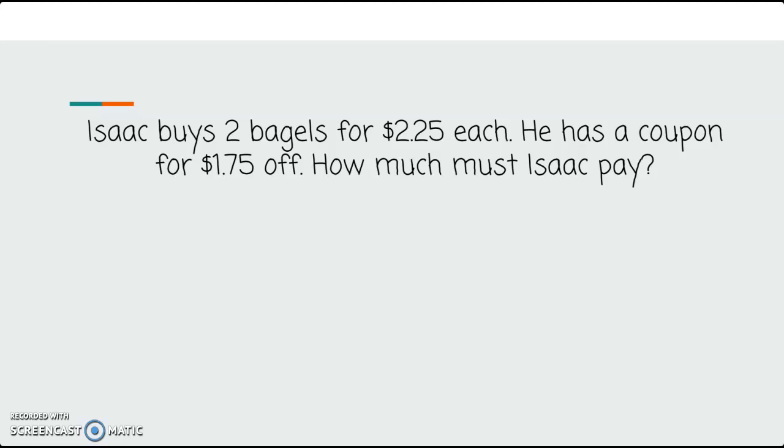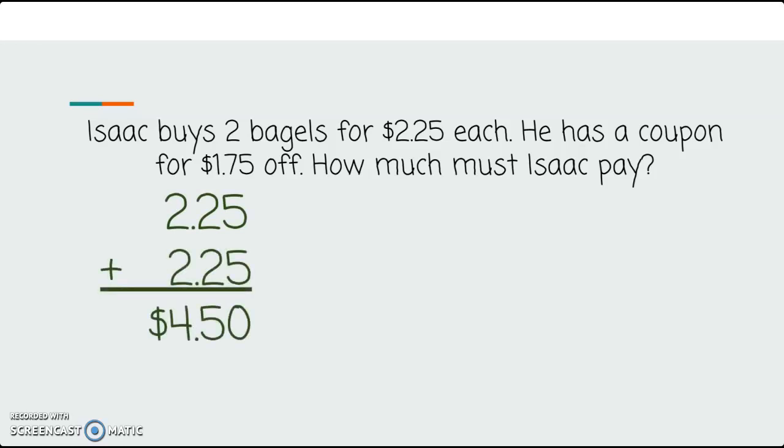Our last example problem is Isaac buys 2 bagels for $2.25 each. He has a coupon for $1.75 off. How much must Isaac pay? This is a two-part question, so we first need to find out what the total for the bagels is before his coupon. So 2 bagels, I'm combining them, so 2.25 plus 2.25 gives me $4.50.